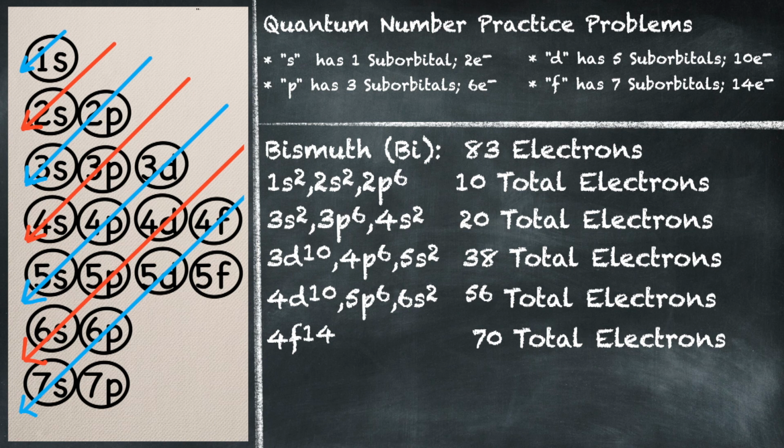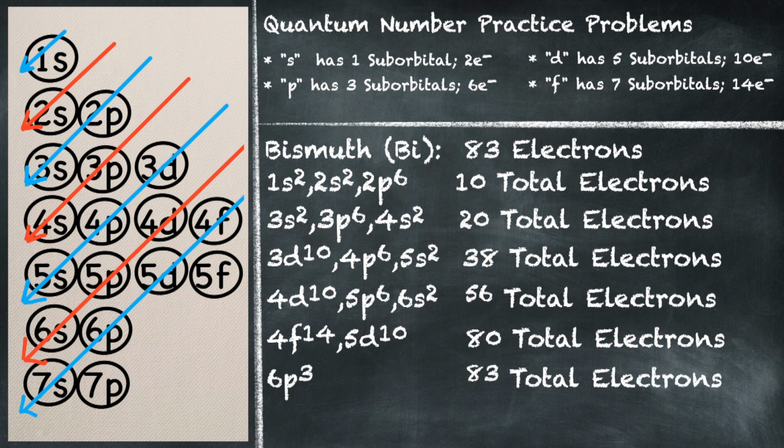So now we go to 5d, fully fill that up, is 5d10. That's going to give us 80 electrons. And then we just need 3 more, and we're just going out of our 6p orbital. So that's going to be 6p3 for a total of 83 electrons.